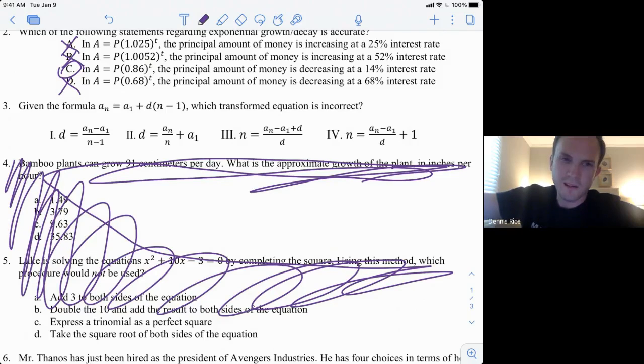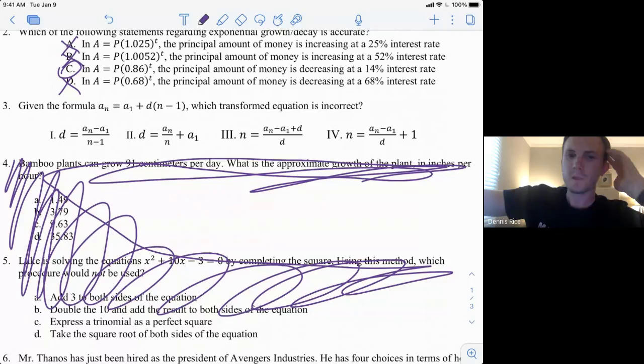First of all, does anyone recognize this formula? As a side note, it should look familiar. Anyone recognize the formula? No. It has to do with sequences, but not recursive. It's the arithmetic explicit formula. The recursive is the common sense one, like A sub n plus 1 equals A sub n plus D. This is the explicit arithmetic rule.